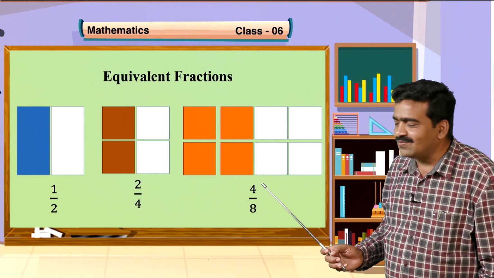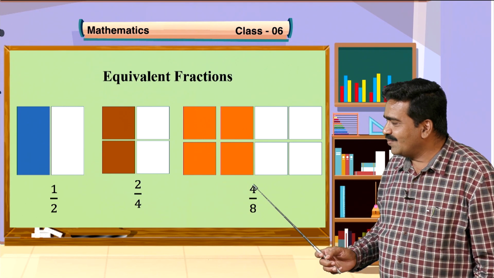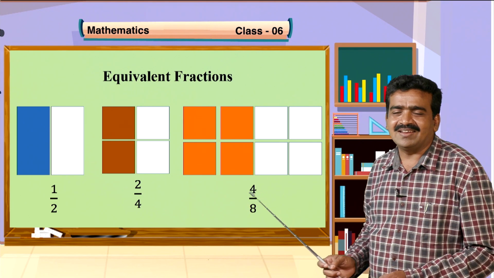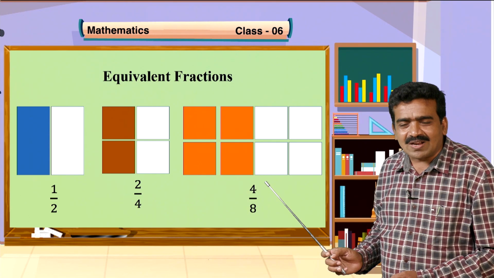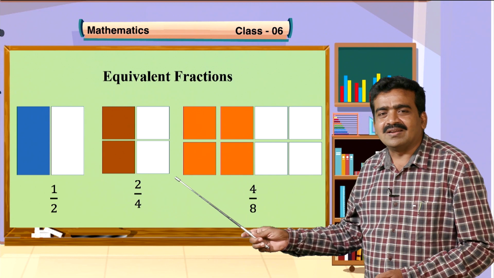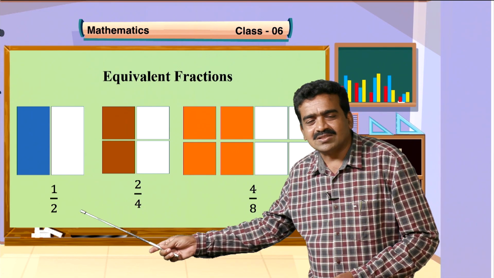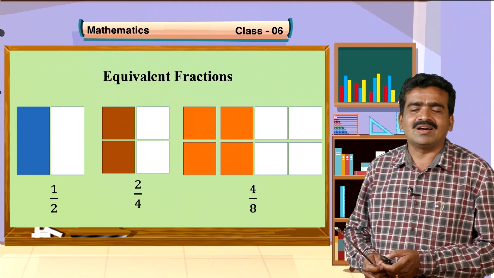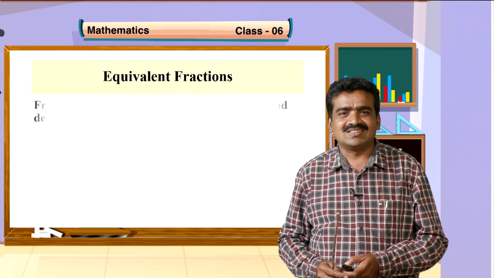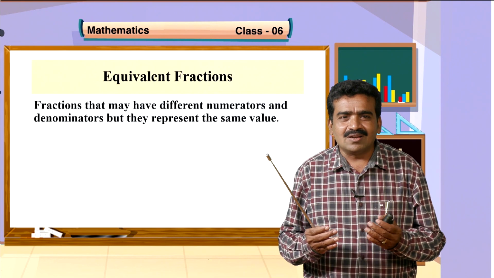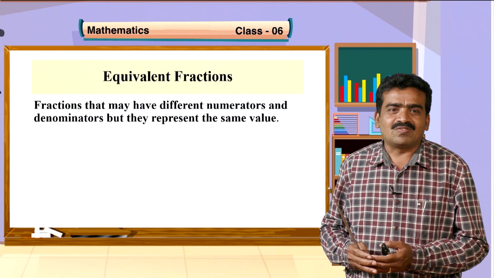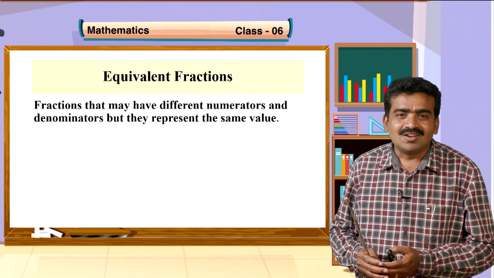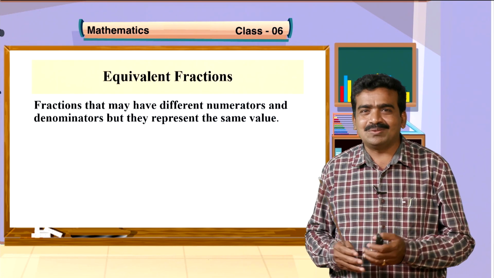Similarly, in case of 4 divided by 8, we can simplify this further, that is 4 ones are 4 and 4 twos are 8. So, the value of this fraction also becomes 1 by 2. This is 1 by 2 and this is also 1 by 2. Therefore, these 3 fractions are examples of equivalent fractions. Now, the meaning of equivalent fractions is fractions that may have different numerators and denominators, but they represent the same value.